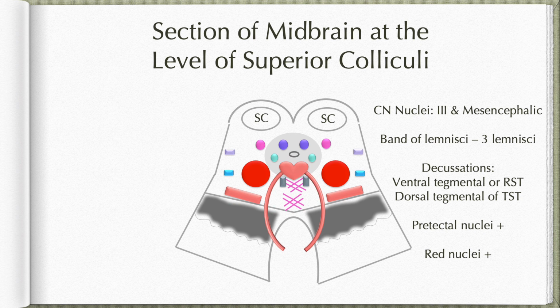Plus we find a pair of pretectal nuclei here and a pair of red nuclei here. So these are different features compared to the section of the midbrain at the level of inferior colliculi.